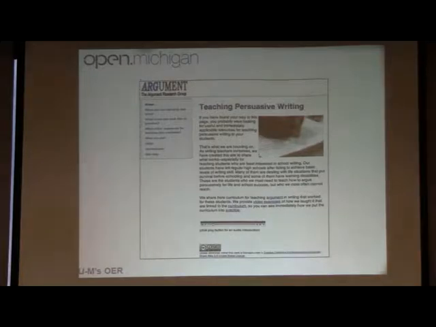And so she came to us and we worked with her to make sure that it was properly attributed on all of the pages. And that's one of the things that we'll do: if a faculty member wants to work with us, we make sure that they're using Creative Commons licenses appropriately, that they understand the ramifications of the use of it and all of that.